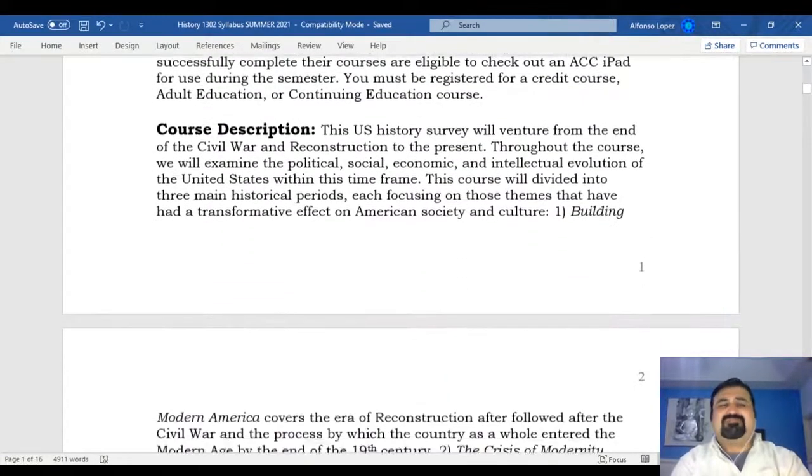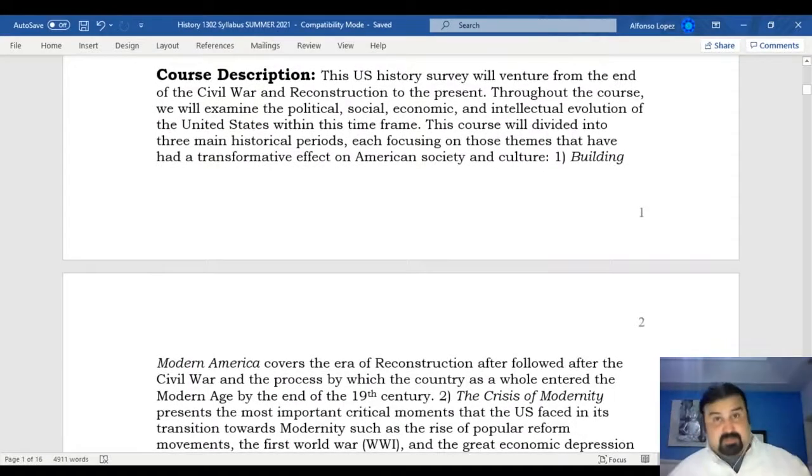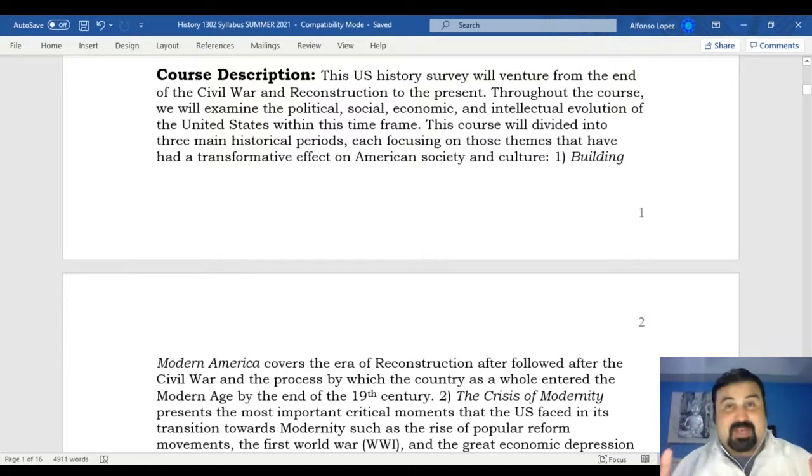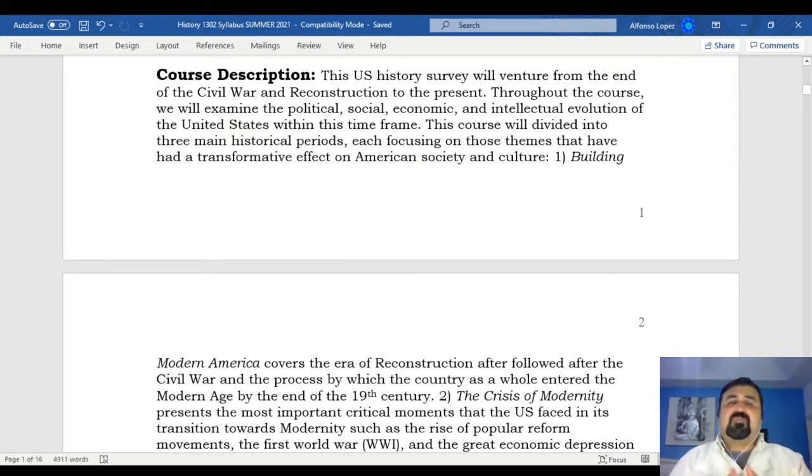Okay. Now let's look at the description of the course. It's important to establish what this course is going to be about. Yes, of course, it's a U.S. history course. It's the second half, 1302, but it's important to know what we're going to be covering in terms of U.S. history since 1877 all the way to the present.